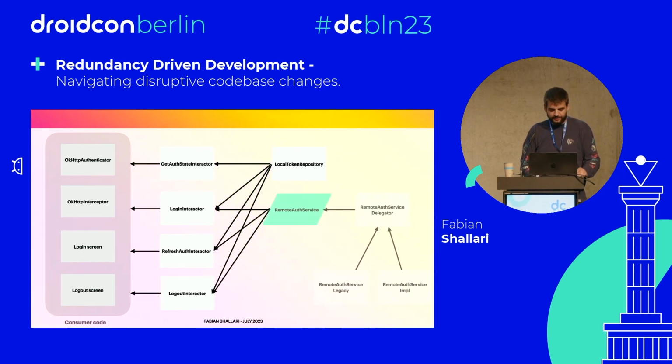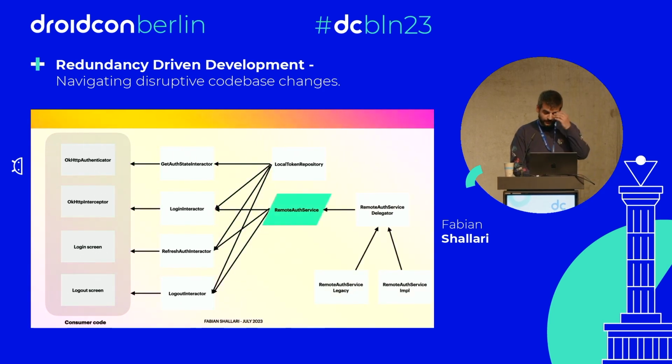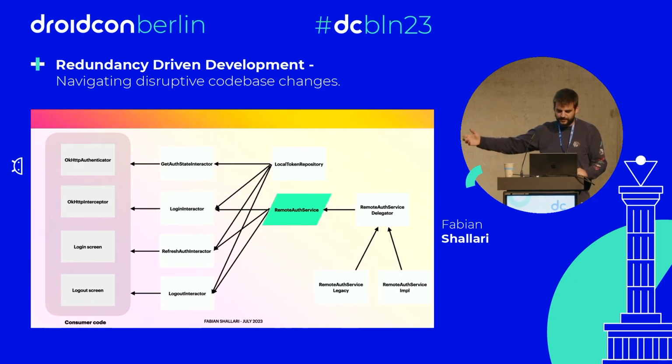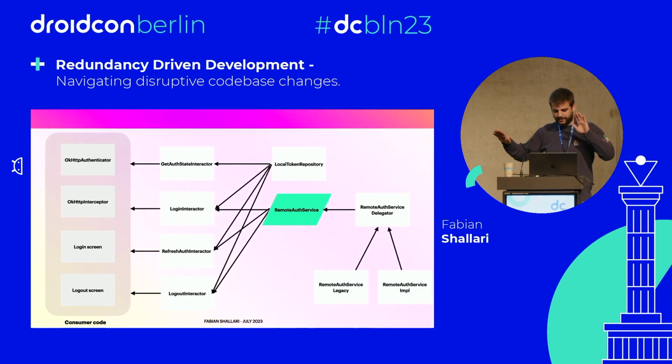So how do we prepare for the migration? Well, as always, we start with isolating the bits of code which will have to differentiate between the legacy and the new system, and we introduce an interface and a delegator for each one. So the remote auth service now becomes an interface, it has a delegator, and the delegator can switch between the legacy one and the new one. So you have two Retrofit interfaces, one talks with the old server, the other one talks with the new server.